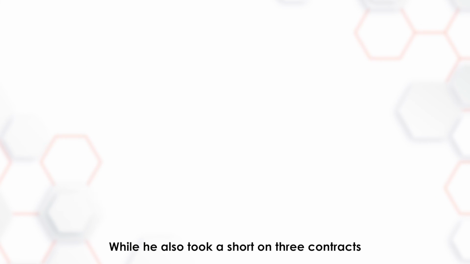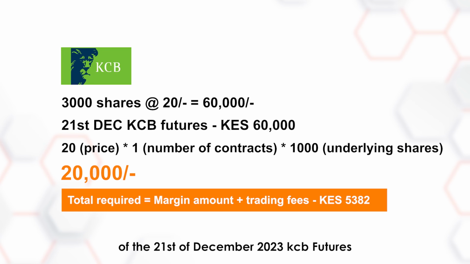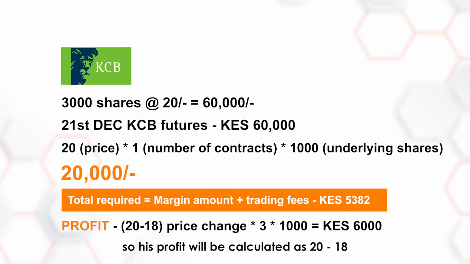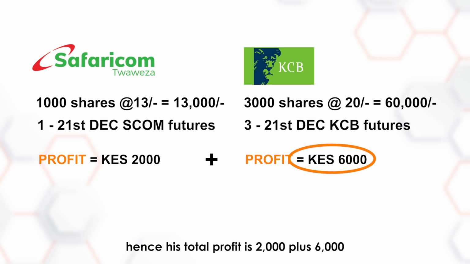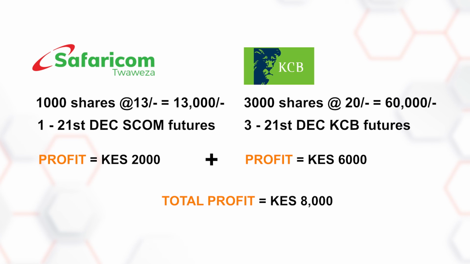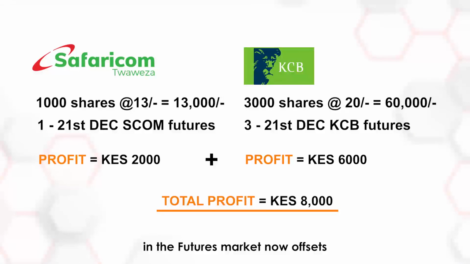While he also took a short on 3 contracts of the 21st of December 2023 KCB futures. So his profit will be calculated as 20 minus 18, that's the price change, times 3, that's the number of contracts, times 1,000, hence getting a profit of 6,000 Kenyan shillings. Hence his total profit is 2,000 plus 6,000, where we get a total profit of 8,000 Kenyan shillings. This means that the profit of 8,000 Kenyan shillings in the futures market now offsets the loss of 8,000 Kenyan shillings he had on his stock portfolio.